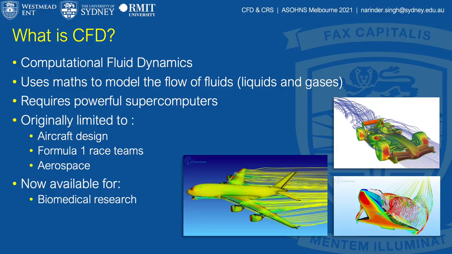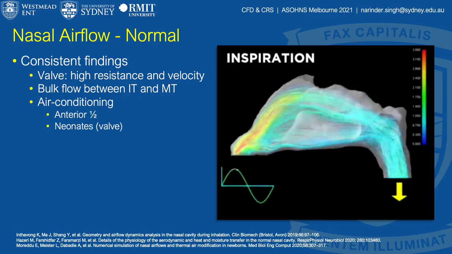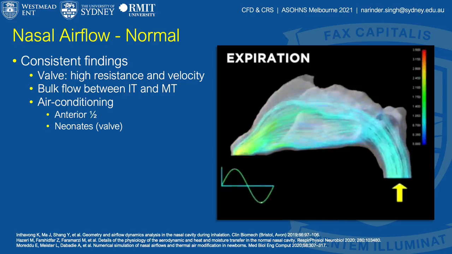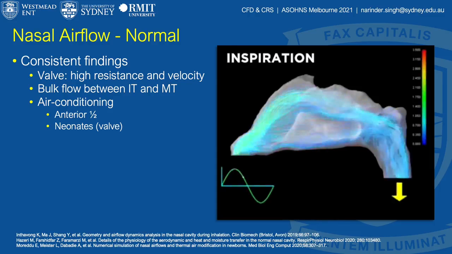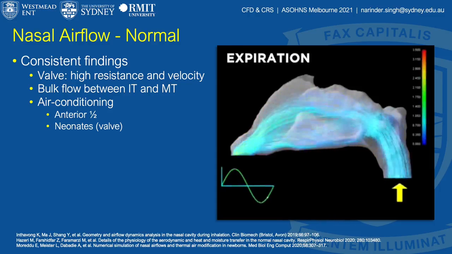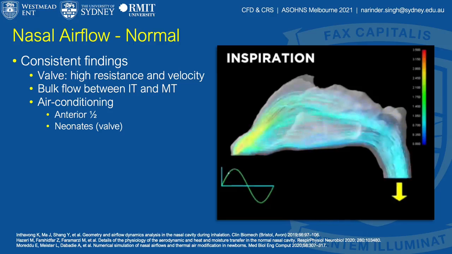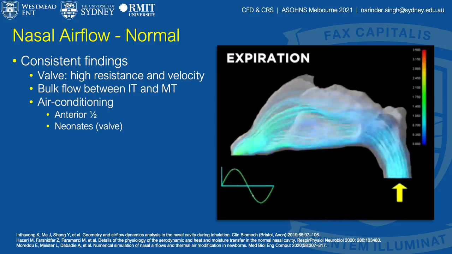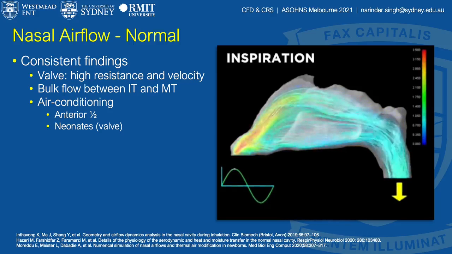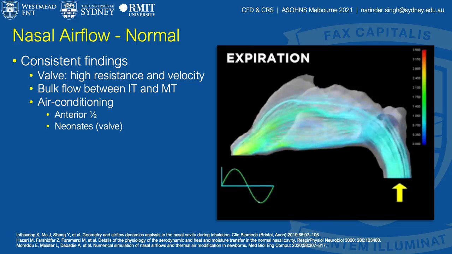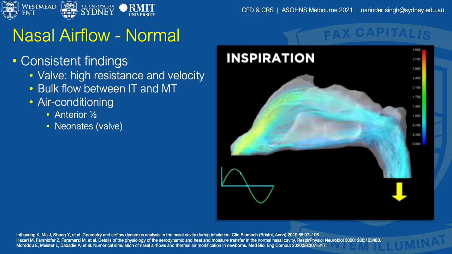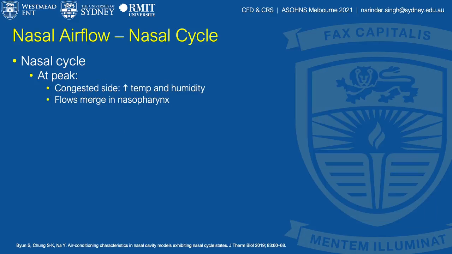CFD uses mathematics and supercomputers to model the flow of air and liquids through complex structures. Despite the differences in anatomy, gender, age, and ethnicity, all human noses demonstrate high resistance and velocity at the nasal valve and inferior turbinate head, followed by distribution of bulk airflow between the inferior and middle turbinates. Most of the air conditioning occurs in the anterior half of the nose. In neonates, this occurs almost entirely within the nasal valve. At the peak of the nasal cycle, the congested side provides most of the air conditioning function.